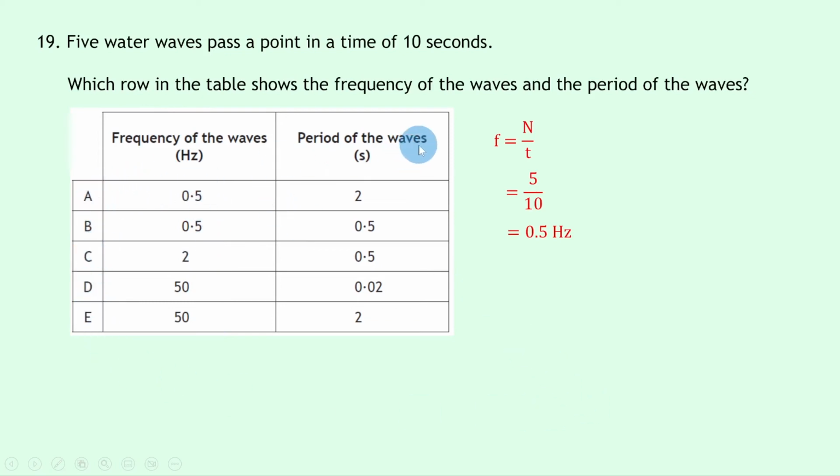And then to find the period of the waves, remember we have an equation relating period and frequency, and we've just calculated frequency, so we can use that answer in our next equation. So we have T equals 1 over f, substituting in the numbers gives 1 divided by 0.5, and putting that into your calculator should give you an answer of 2 seconds. So that means we have 0.5 Hz for the frequency and 2 seconds for the period, which gives the answer A.